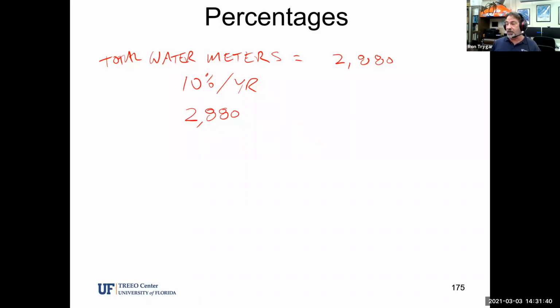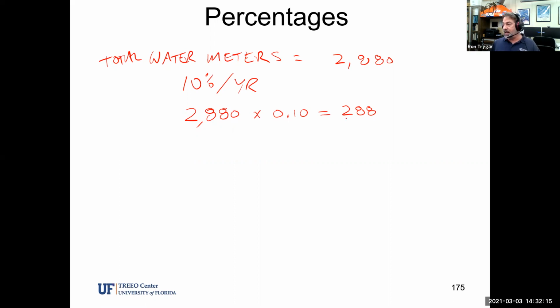All we have to do with this one is multiply this by the percent written as a decimal. So 10% is written as a decimal like this, 0.10. So 2,880 times 0.1 is going to give me 288. So out of a year, we should change out 288 meters for a yearly change out of 10%.